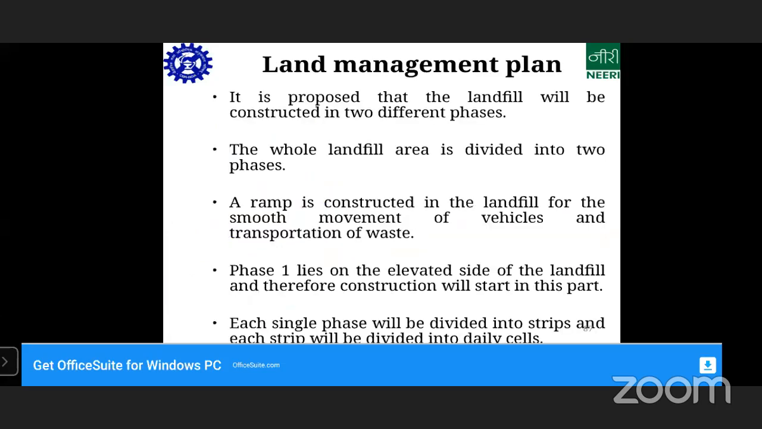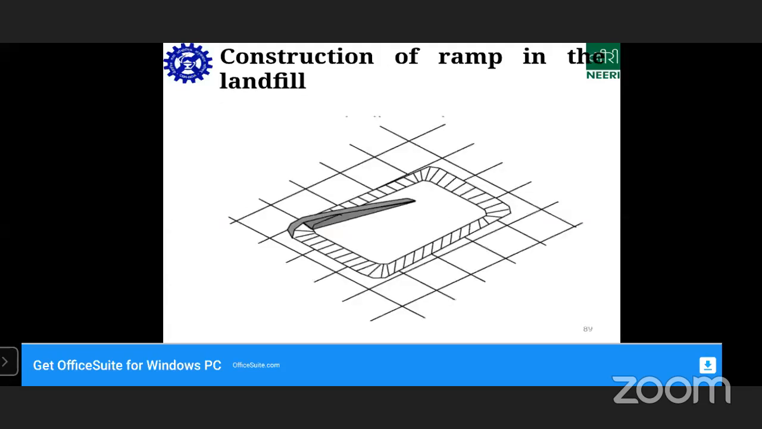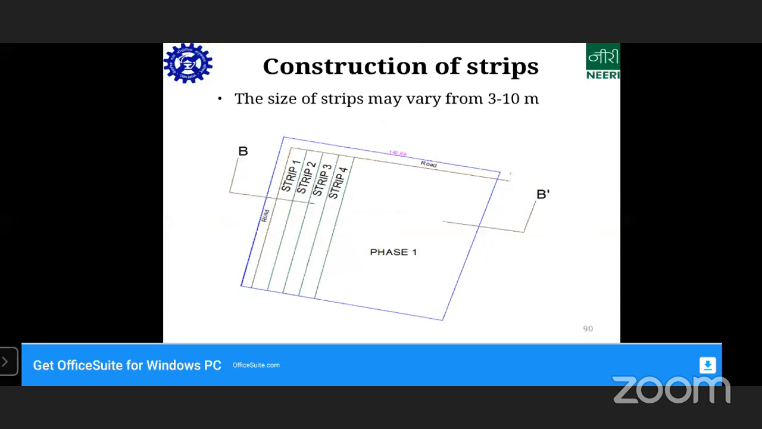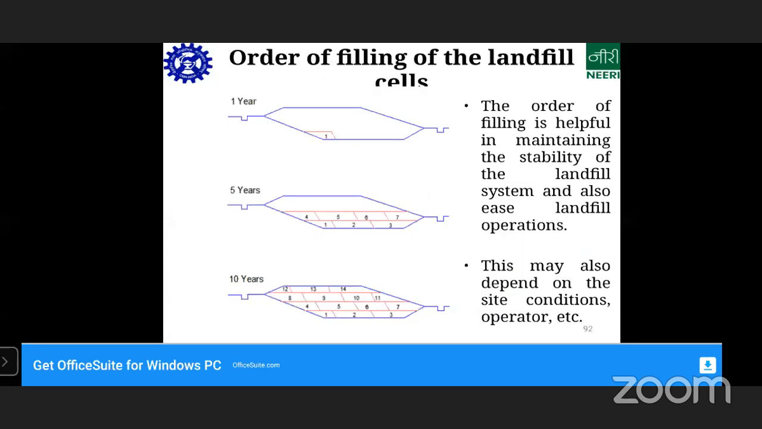Then you have a plan for how the landfill is to be operated. You have some rules and regulations, like you consider the terrain and topography of the site. A ramp has to be made to deposit the waste at the bottom, and then you have to fill it in strips and in cells. Finally, it should look like this. This is how a landfill is practically designed, operated, and finally filled.